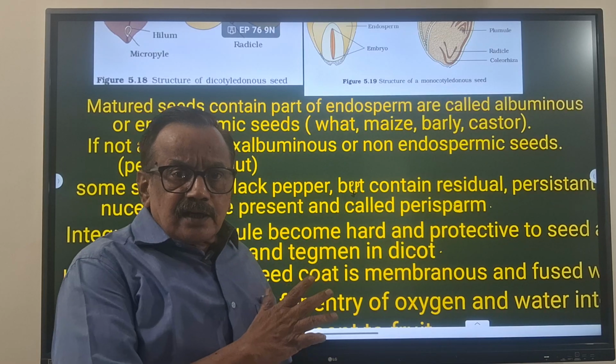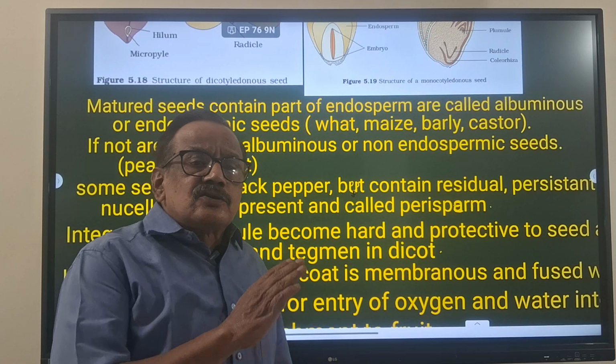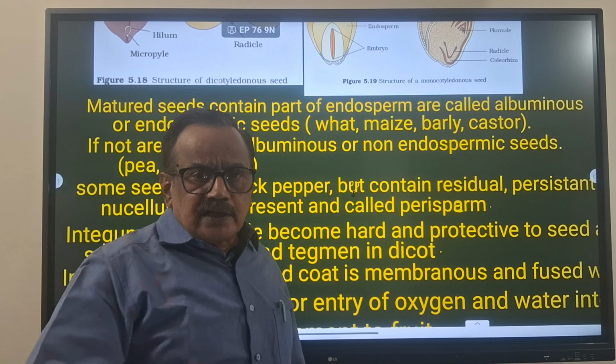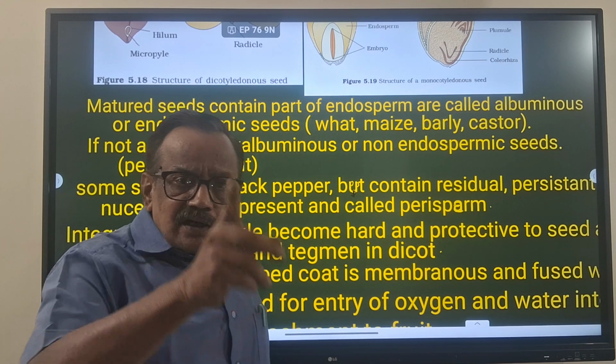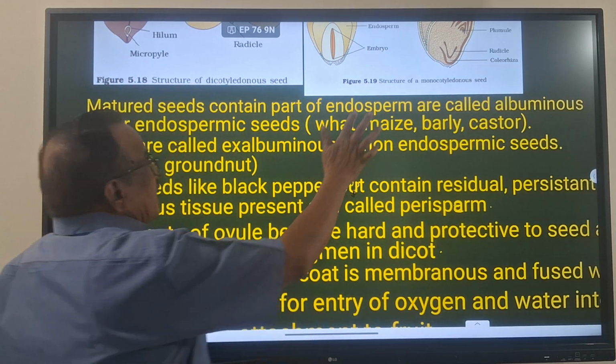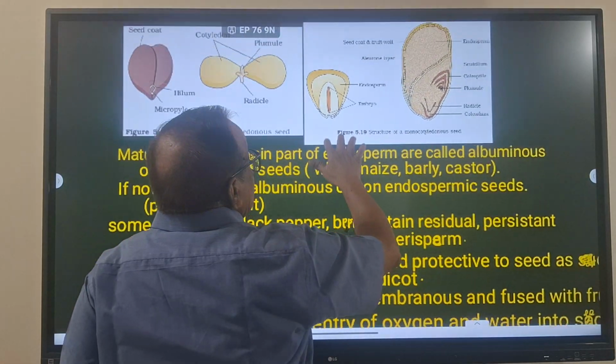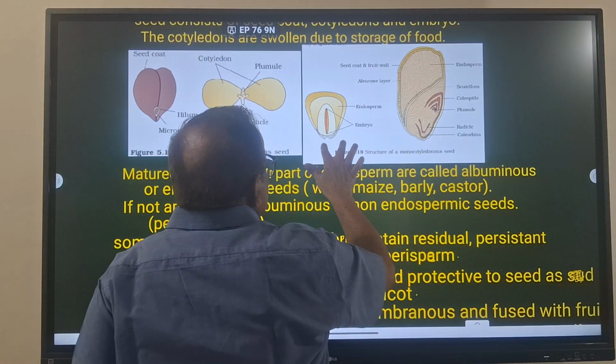Castor is a dicotyledon. All the cereals have this only. Remember, the major part of the seed in cereals is the endosperm. You see here, this is the endosperm, the major part.